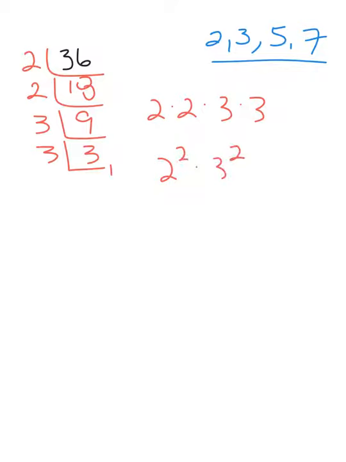And you can always double check your work. Let's go back. 2 times 2 is 4. 3 times 3 is 9. 4 times 9 is 36. So this is our answer.